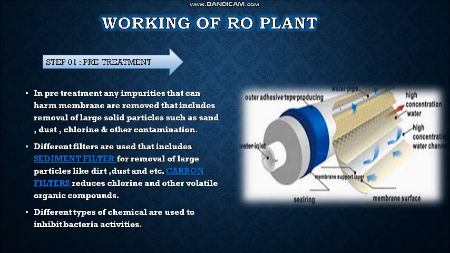For the pre-treatment of water, different types of filters can be used. Sediment filters remove large particles like dirt, dust, and rust. Carbon filter reduces the chlorine and volatile organic compounds, and it also gets rid of bad taste or smell of water. Other than these, water softeners are also used to remove minerals in the feed. Different types of chemicals are used to inhibit the activity of bacteria or simply kill them to prevent slime growth on the walls.